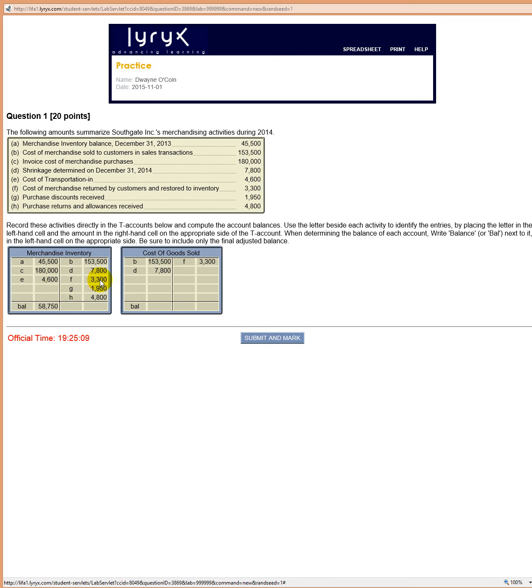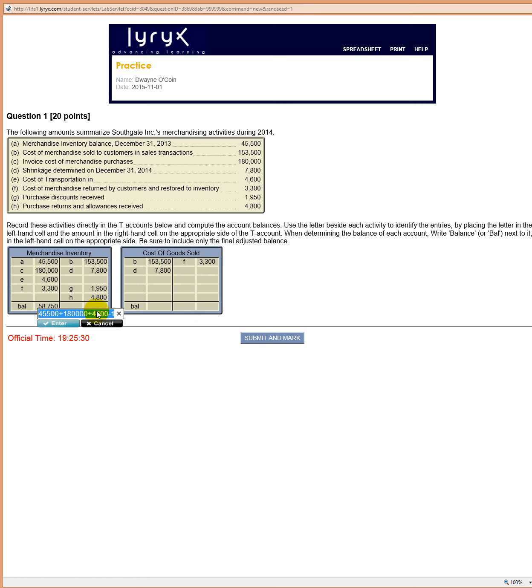minus the 3,300. That shouldn't be a minus, that should be a plus, should it not? Because it increases our inventory, so that should go over to this side. Yeah, so we have a debit to merchandise inventory and a credit to cost of goods sold. That makes a little more sense.